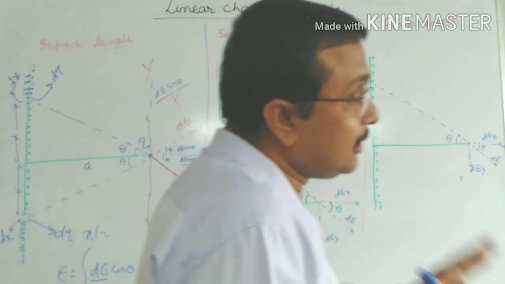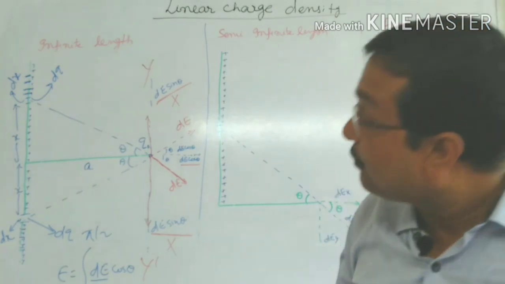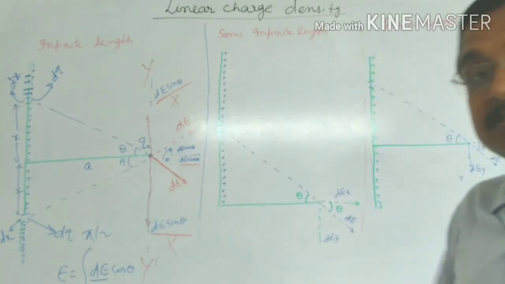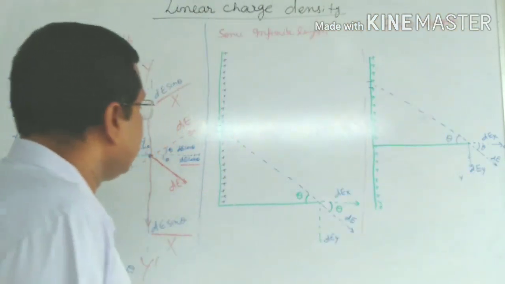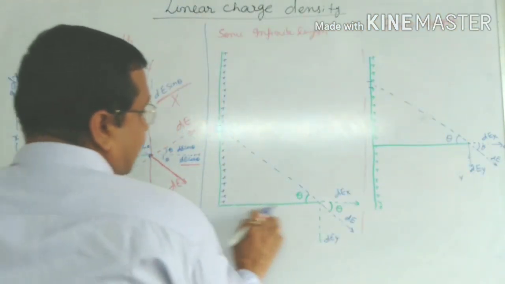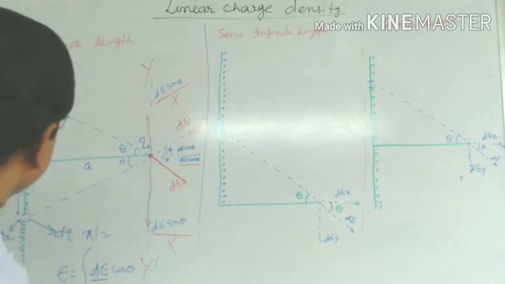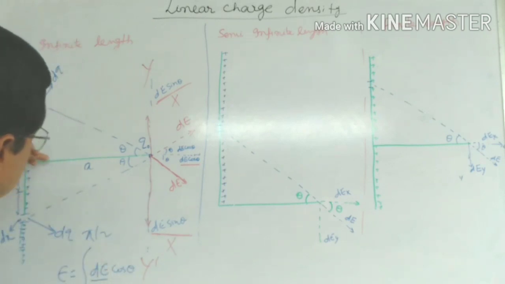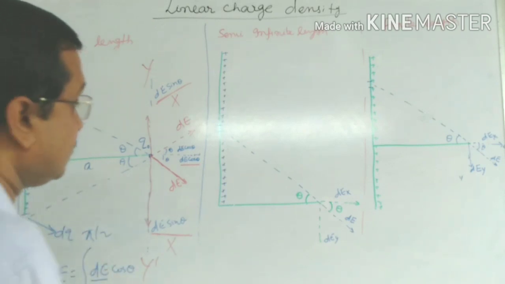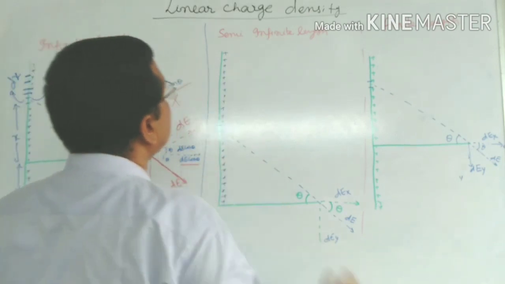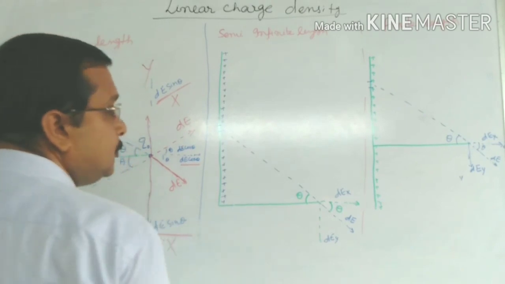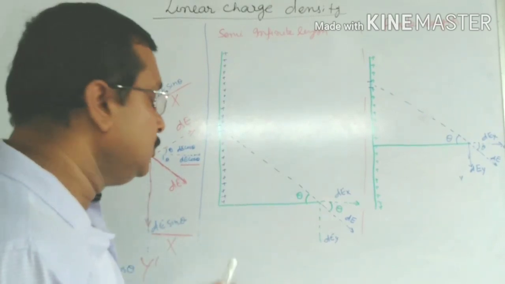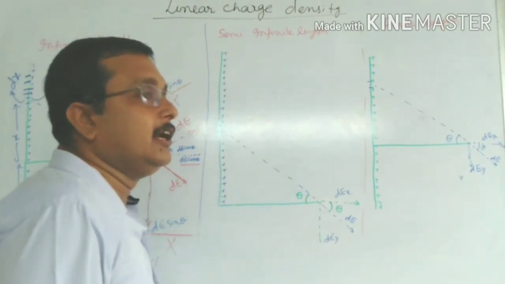Now we have to take the approach to calculate. The approach will remain the same, but some procedure will change. How? Just see. Here, this is the line, and in the infinite case, below this reference line we also have the charge. But in the semi-infinite length, below this reference line, we don't have the charge. So we have nothing to do on the negative side.